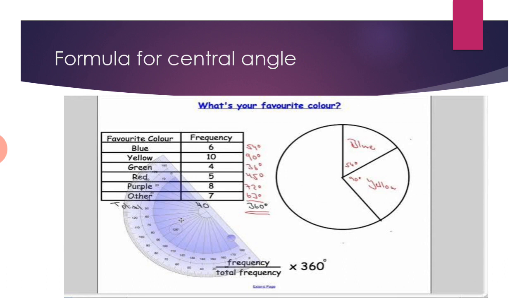In order to find that, we have to take down the formula which is given below. Frequency divided by total frequency into 360 degree. Why into 360 degree? Because we are going to plot this in a circle, and a circle has 360 degree total. Now frequency, let's take the first one. 6 divided by 40, because that's the total, into 360. Now when we cancel everything we get the answer as 54 degree. So the blue is going to be 54 degree.